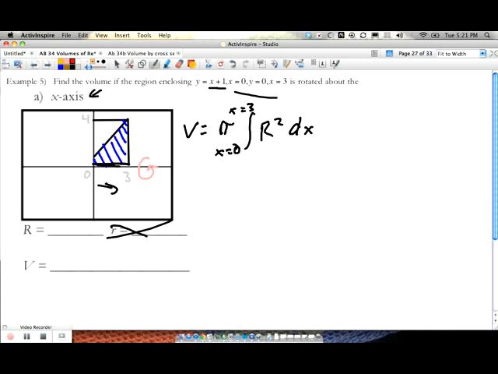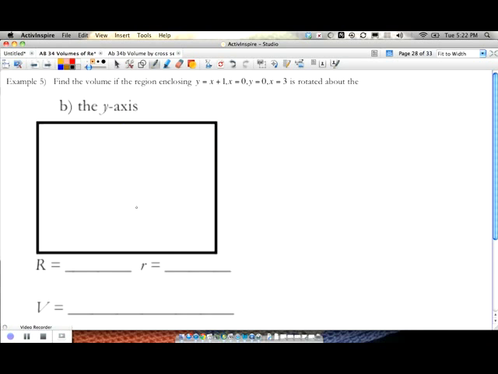So let's figure out what that big radius is. It's actually pretty straightforward. It's just from that top edge down to the bottom, which in this case is just the function x plus 1 and then minus 0, or just x plus 1. So this is almost too easy. So we have the volume equals pi times the integral from 0 to 3 of x plus 1 quantity squared dx. Let's see how it gets a little bit harder as we change things.